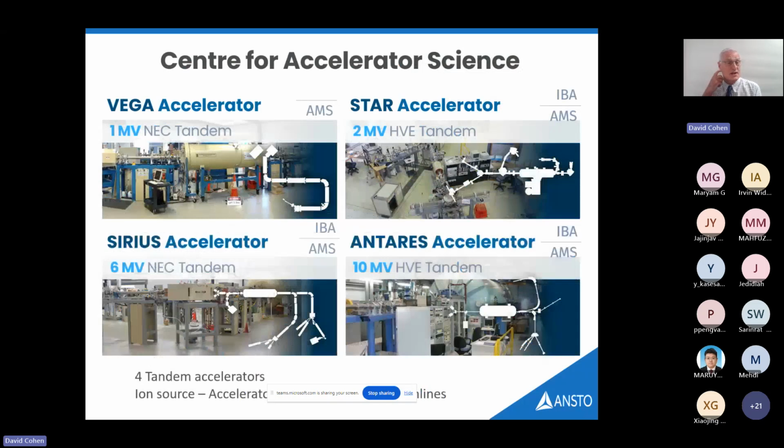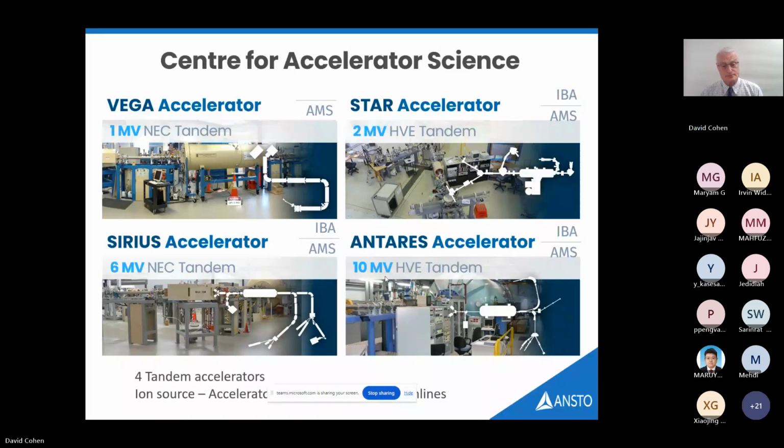Now, as mentioned at the introduction, I've been with the Centre for Accelerator Science at ANSTO, the Australian Nuclear Science and Technology Organisation, for over 4 decades now. We have 4 accelerators now. We have a 1 million volt accelerator, a 2 million volt accelerator, a 6 million volt accelerator, and a 10 million volt accelerator. So we have quite a broad range of accelerators.